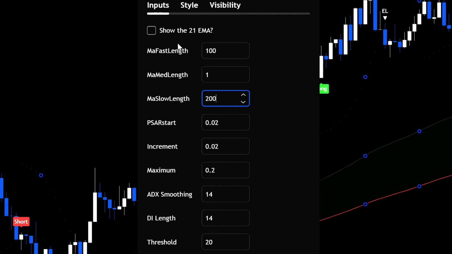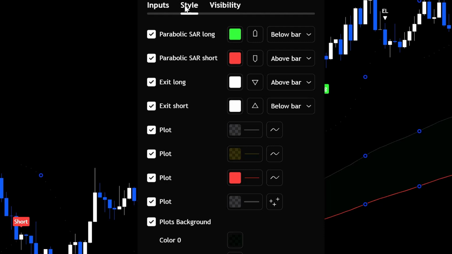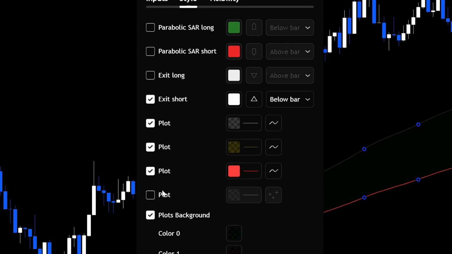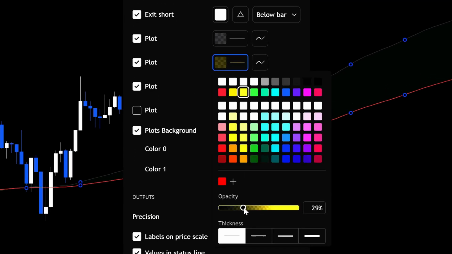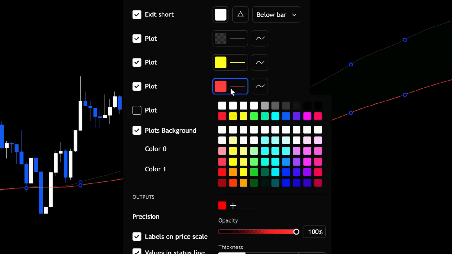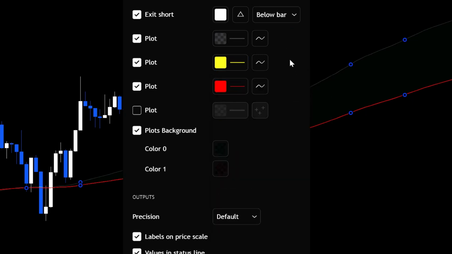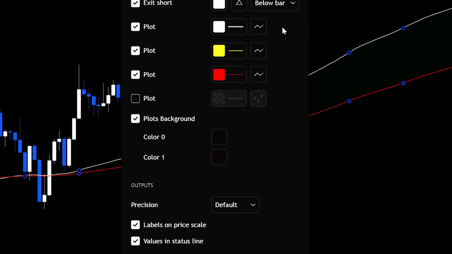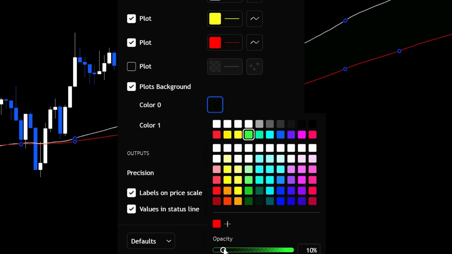Next, let's jump over to the style tab. We're going to disable the parabolic SAR short, exit long, and exit short options. These are useful for some strategies, but we're going to simplify things for this one. Scroll down a bit and also disable the plot option. This gets rid of those little parabolic dots which can clutter the chart a bit. We'll make a few other things a bit more visible so we can easily see what's happening on the chart. The goal here is to make this indicator as clear and easy to understand as possible so you can quickly spot those potential trading opportunities.